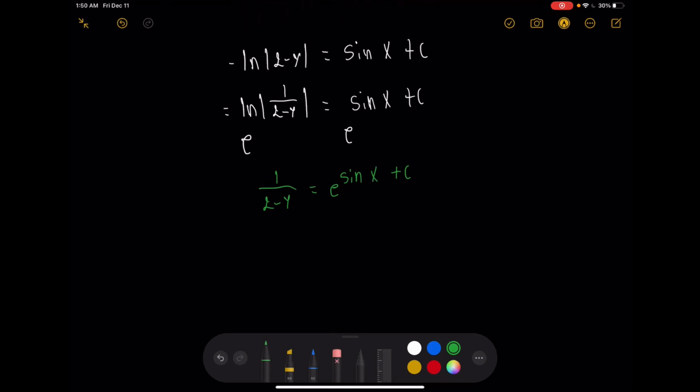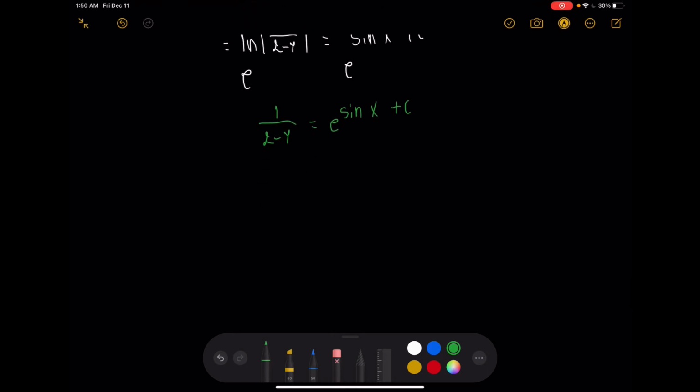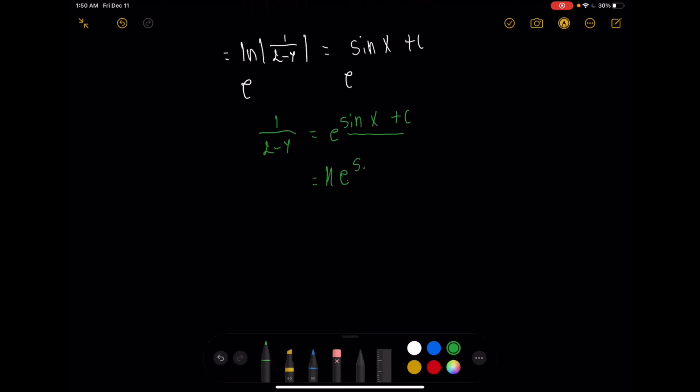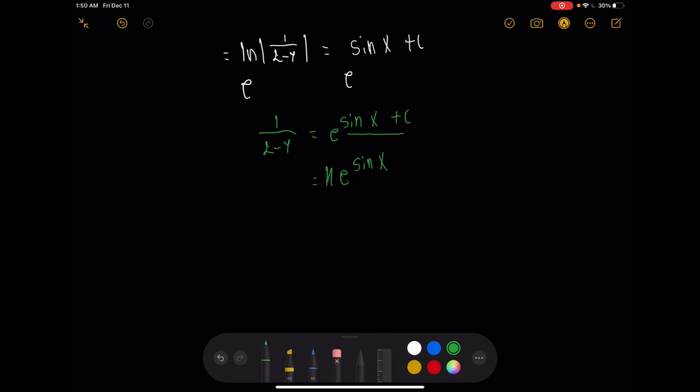And basically, with this, I can go ahead and rewrite the right side, just because this is just algebra, right? But based on what we have up here, there's a rule that says that I could write this as, this is just a constant, so I'm going to write this as k e to the sine of x. Okay, so now I am going to have 1 over 2 minus y, which is going to equal k e to the sine of x.